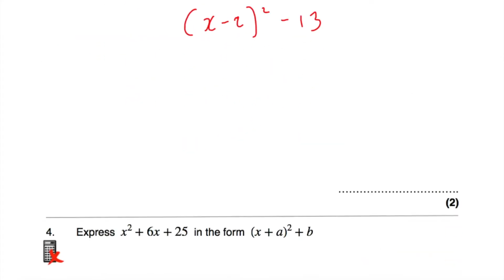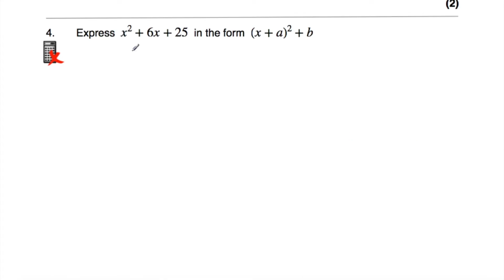Okay, and question number 4. We've been asked to express x squared plus 6x plus 25 in the form (x plus a) squared plus b. In other words, we've got to do completing the square to this quadratic.